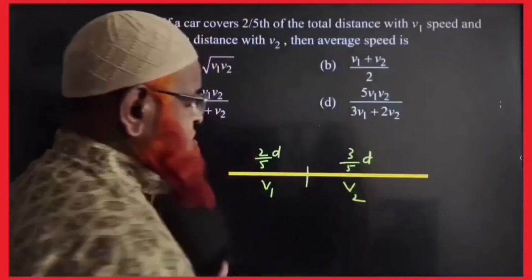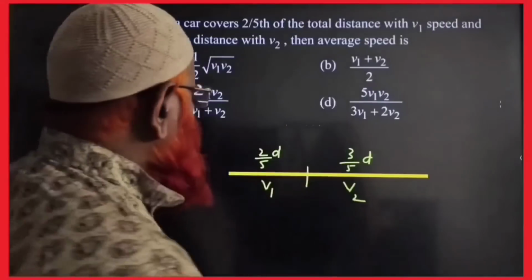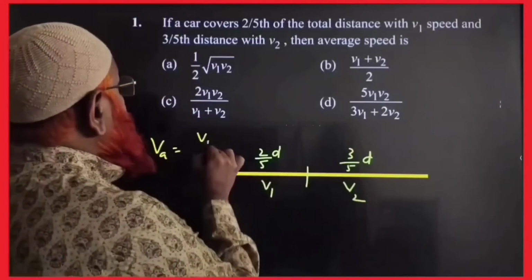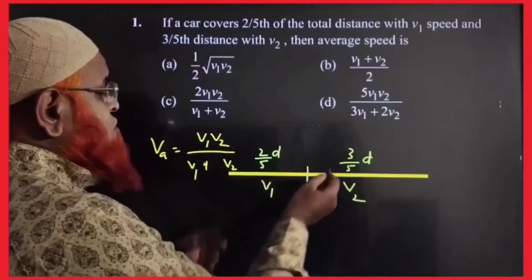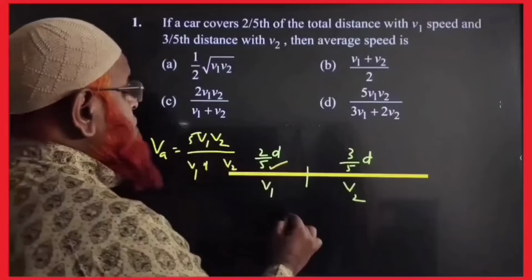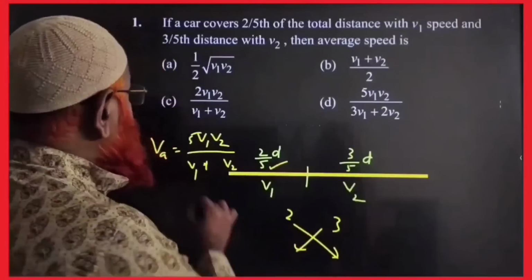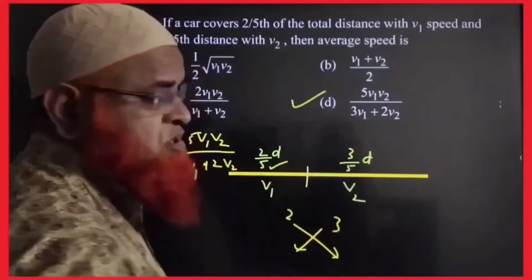Next case is also the same type which I have already explained. So this also has 2/5 and 3/5. So the V average shortcut method is nothing but first you write v1 v2 by v1 plus v2. That's it. So 1/5 and 2/5, denominator, fifth you have taken in the numerator. So 2 and 3 is there, crisscross you do. First you take 3 here and then you take 2 here. Your answer is ready. So therefore B option is going to be your answer.